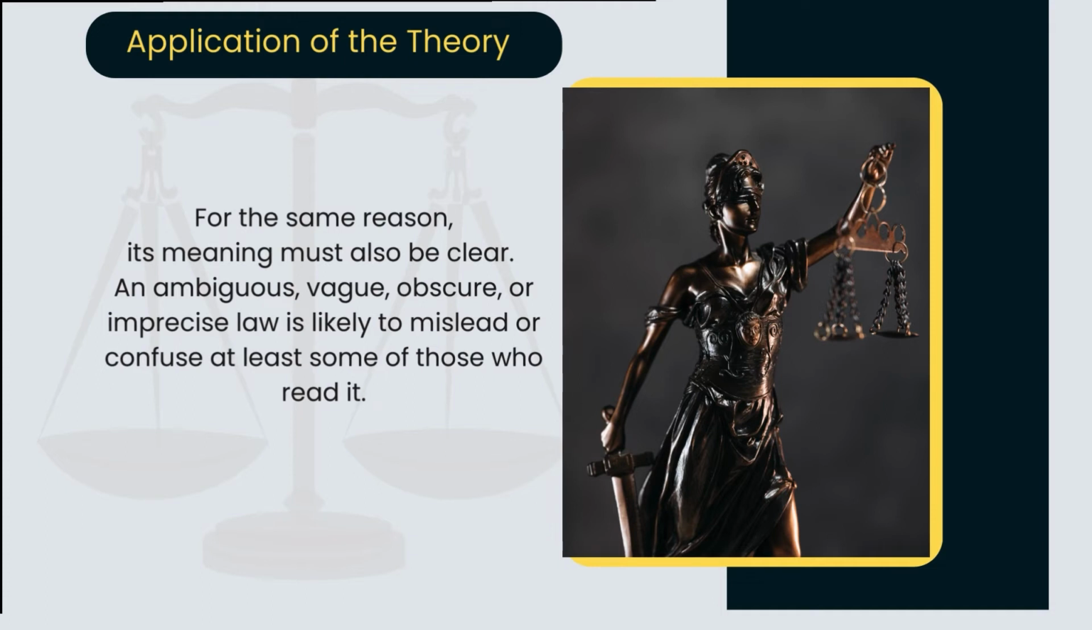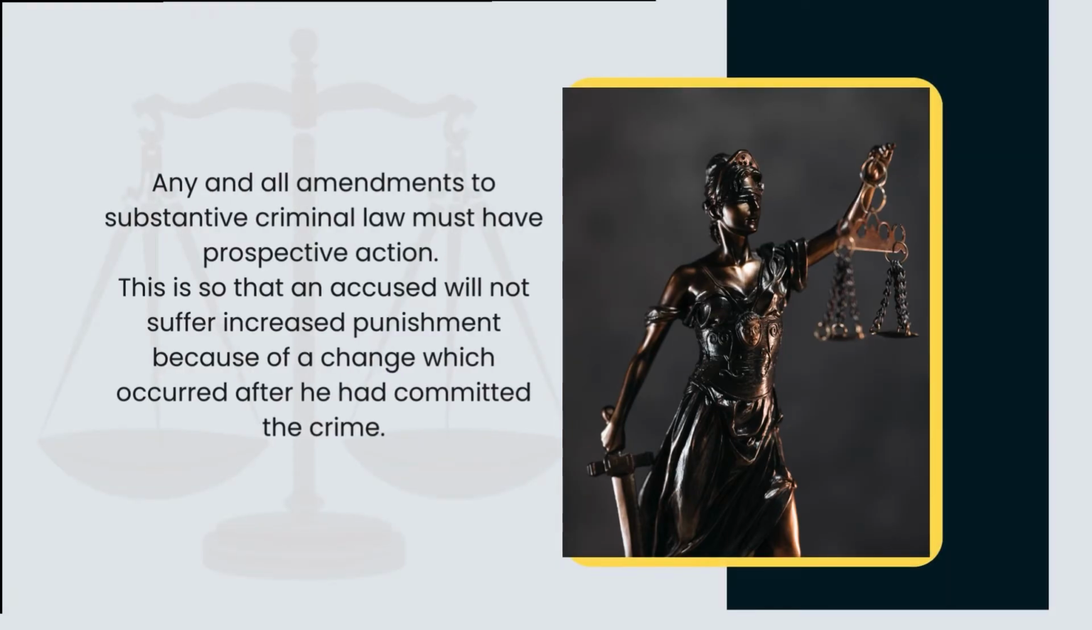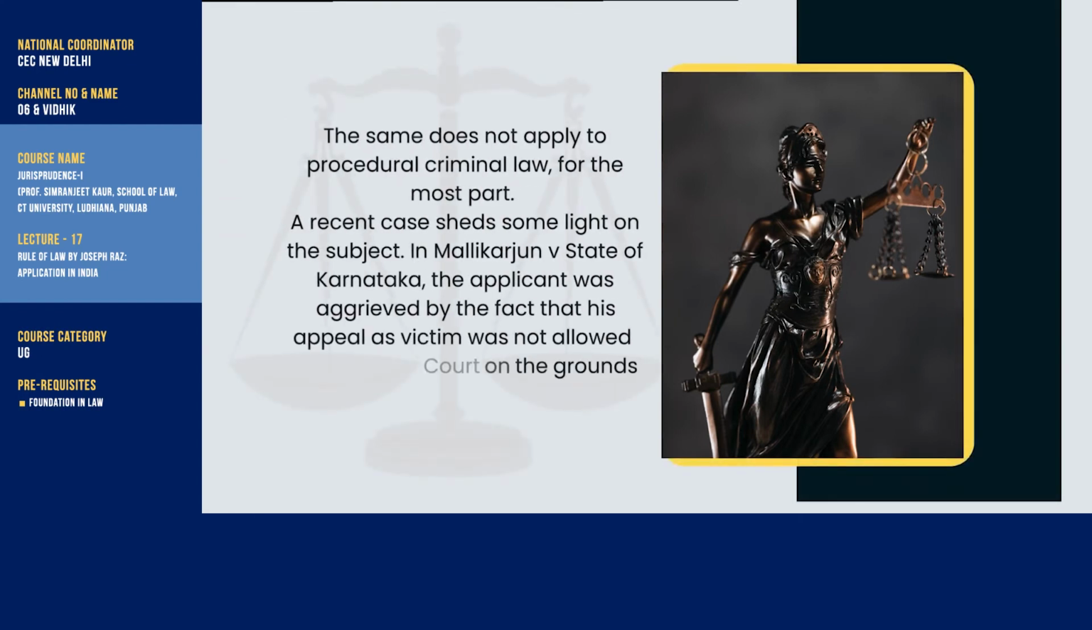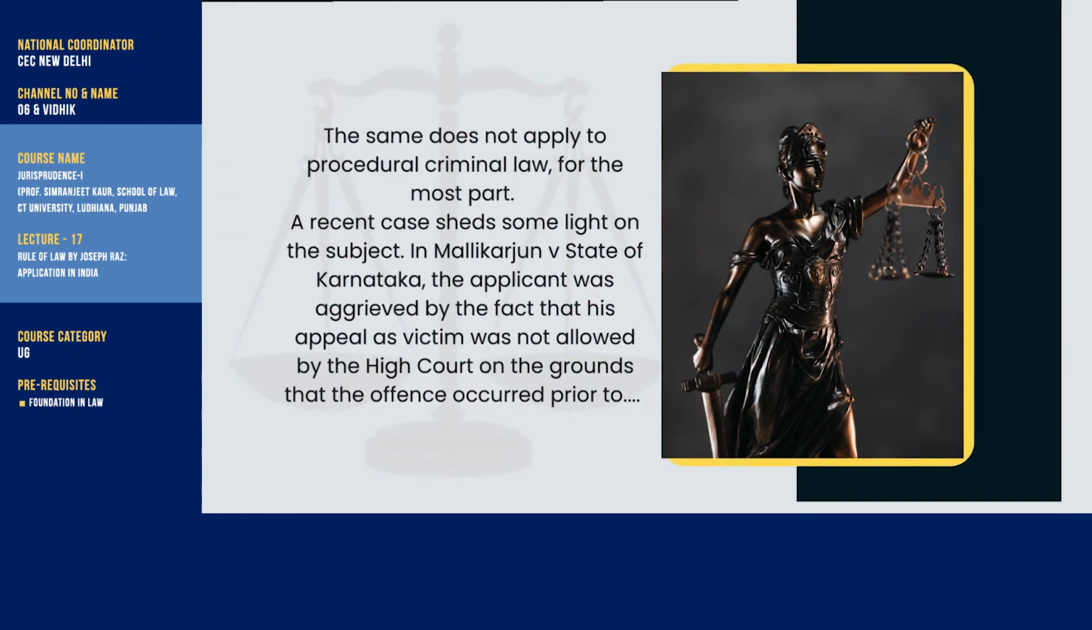An ambiguous, vague, obscure or imprecise law is likely to mislead or confuse at least some of those who read it. For example, any and all the amendments to the substantive criminal law must have prospective action. This is so that an accused will not suffer increased punishment because of a change which occurred after he had committed the crime. However, the same does not apply to the procedural criminal law.